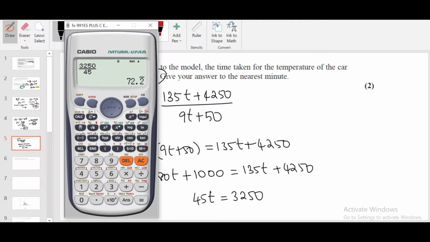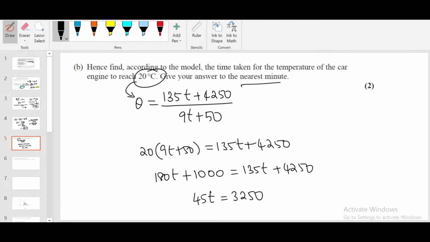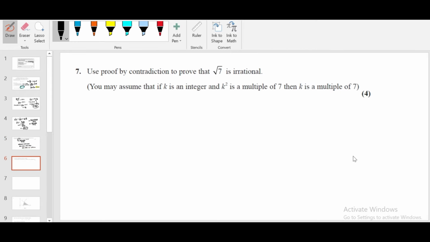72 point something. They want the answer to the nearest minute. So t is equal to 72 minutes. That's the answer for part B. Question number 7. Use proof by contradiction to prove that square root of 7 is irrational.